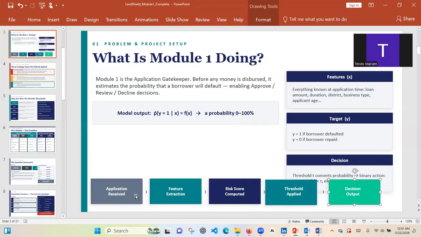So this is the procedure. The application is received, someone wants to get a loan, then the feature extraction. Here we get the features, the details of the applicant, then the risk score is computed. Then we get the threshold, which converts the probability to the binary, and then carries out the decision output. It either flags or it rejects. So I will continue to the next slide.